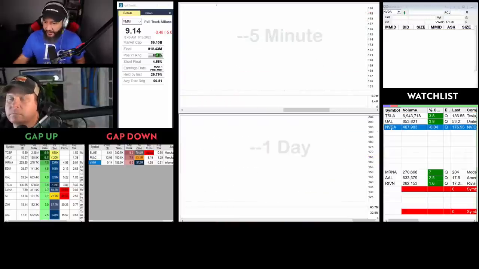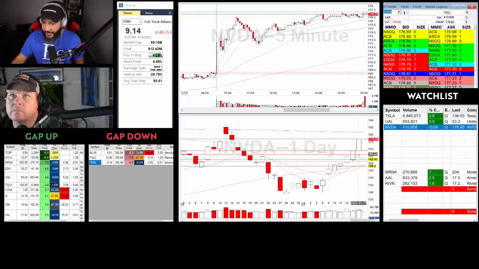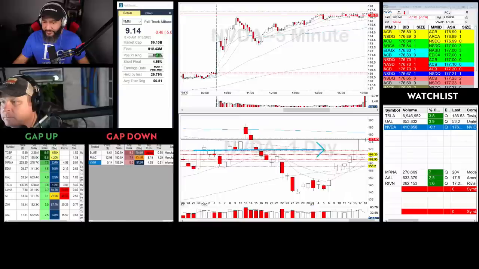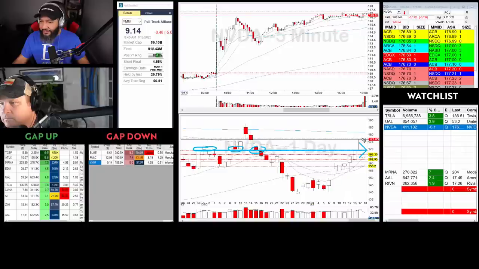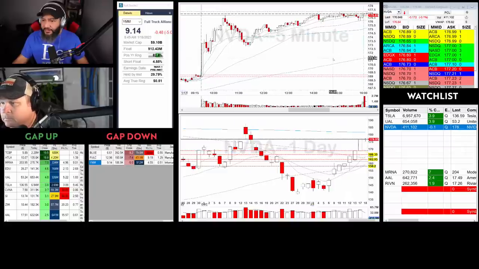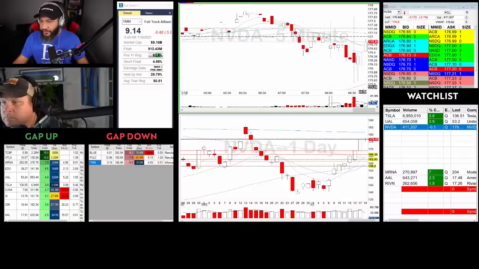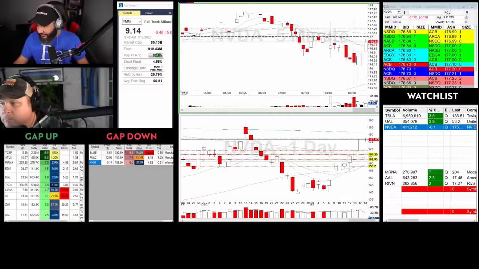I like the daily. I like how strong they were yesterday. Leaving this area of 170, they've been struggling to get above that here. You can see it's an area where they have a lot of support and resistance. Broke out nicely to 176. So let's see where that takes us today. Already looking good as far as pre-market action. Could use more volume, but we're getting there.